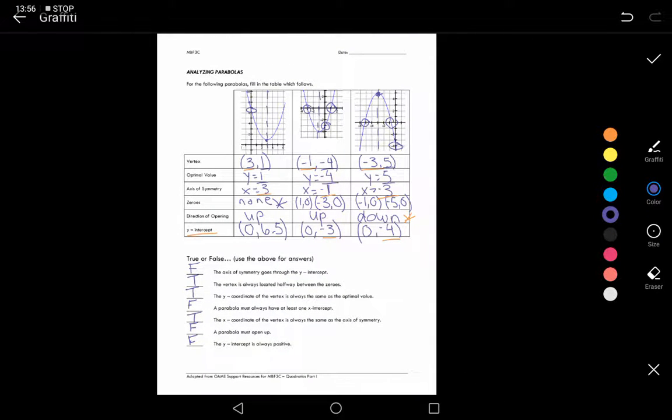Okay, and this is the end of the note on introducing parabolas.